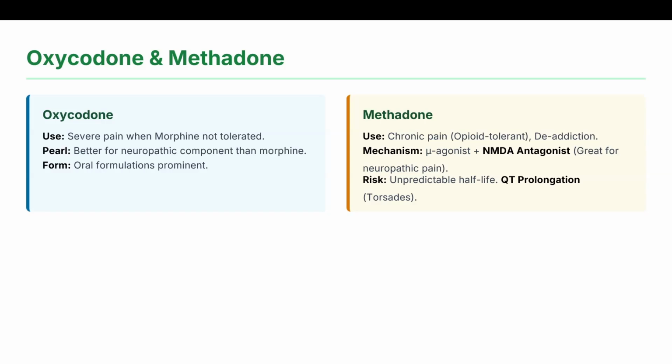So other drugs in the opioid category are oxycodone and methadone. These drugs are more potent than morphine. Can be used for severe pain when morphine is not tolerated. It's better for the neuropathic component than morphine. It has oral formulations also.